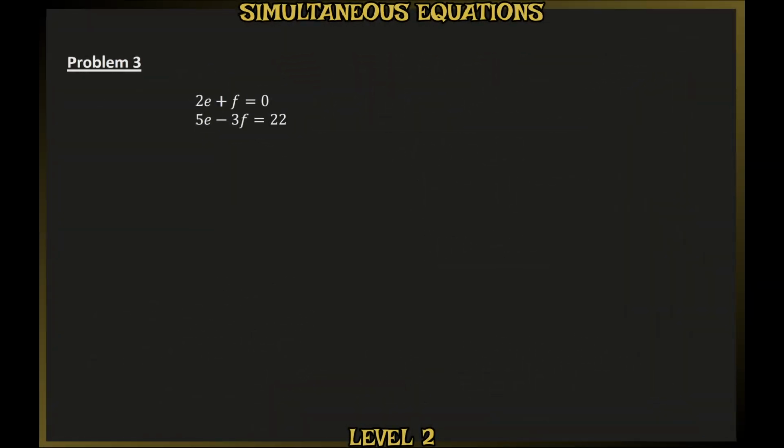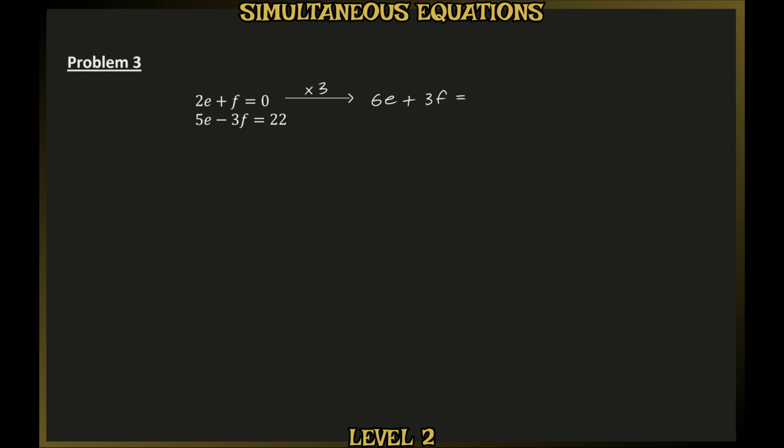In problem 3, we're solving 2e plus f equals 0 and 5e minus 3f equals 22. Now we want to solve by elimination again, and again we either need the number of e's in both equations to be the same, or the number of f's in both equations to be the same in order to eliminate them. Now we can see here that if we multiply that top equation by 3, then we're going to have a plus 3f in the top equation and a minus 3f in the one below, and so we can eliminate them.